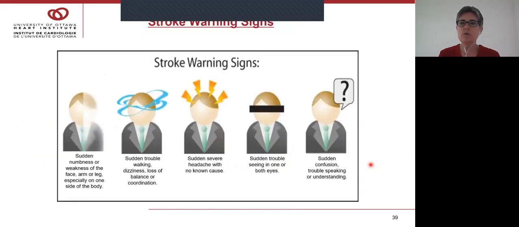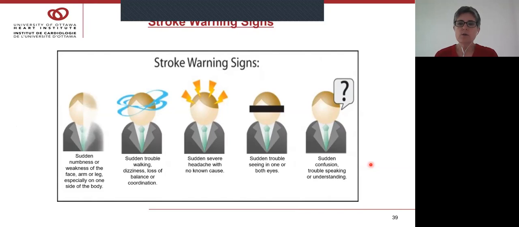So we'll talk about how to recognize signs of stroke. I think most of you will be very familiar with these. So sudden numbness, weakness in the face, arm, or leg, especially on one side of the body, some trouble walking, dizziness, loss of balance, coordination, sudden severe headache without a known cause, sudden trouble seeing in one or both eyes.